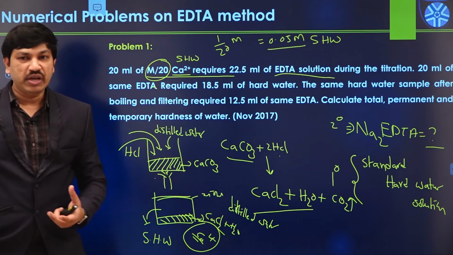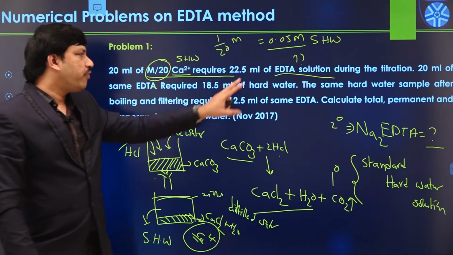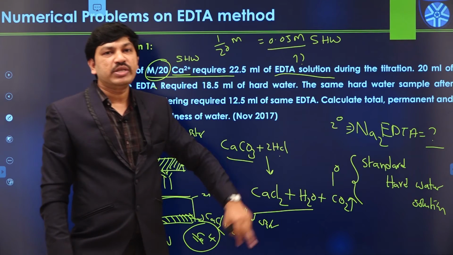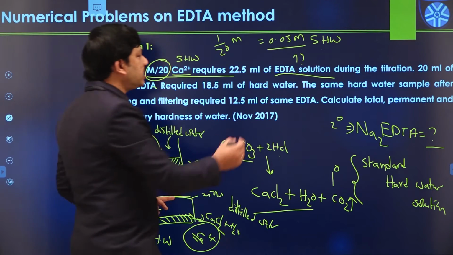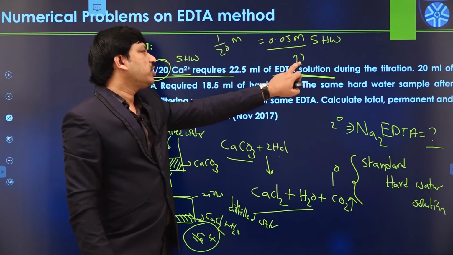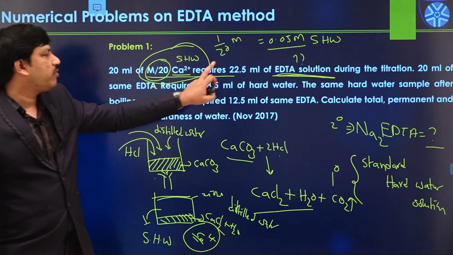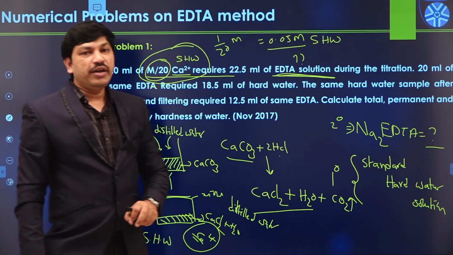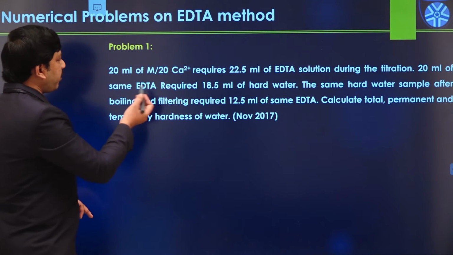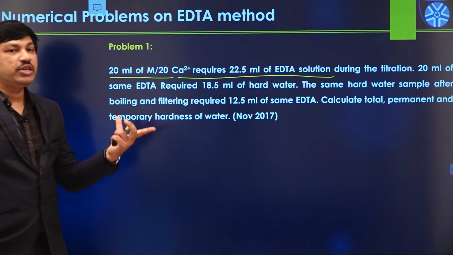Whatever EDTA solution we have, in order to know its concentration, we want to know what the concentration of the EDTA solution is. Once we know it, we can measure the concentration of the unknown water sample, and we can measure temporary hardness, permanent hardness, and total hardness. Basically we need this value: the concentration of the EDTA solution. To measure it, we need the standard hard water sample. By using that standard hard water, we identify the EDTA concentration value. So the first statement is nothing but the standardization of EDTA solution only.